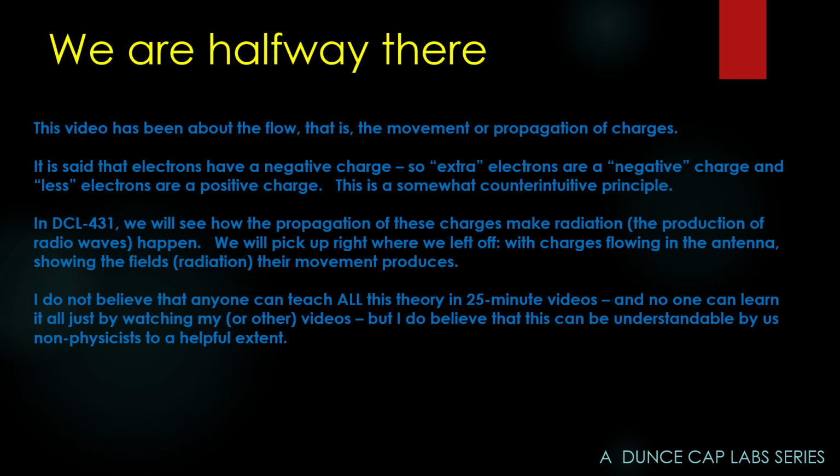Now, I've talked about the flow, that is the movement or the propagation of charges. We say that electrons, because they're negatively charged, have a negative charge. The positive charge is where there are fewer electrons. This is somewhat counterintuitive, but you kind of have to trust it. In DCL-431, I'll show you how the propagation of these charges makes the radiation that we're trying to make in the first place, that is radio waves. We're going to pick up right where we left off.